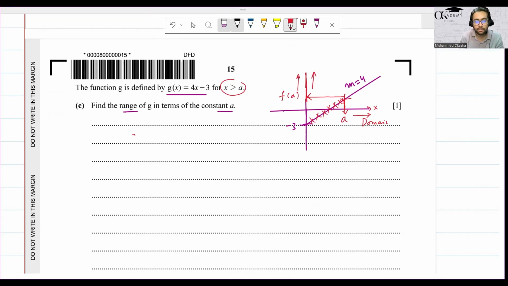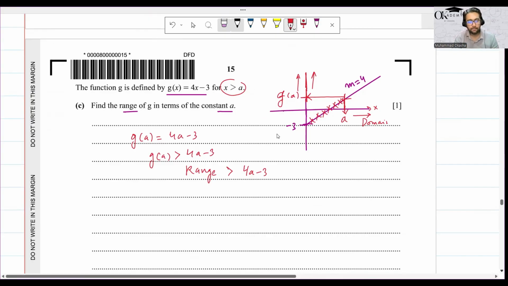In this case, g of a, right? So g of a will be 4a minus 3, and we can say g of a is greater than 4a minus 3, or you can say the range is greater than 4a minus 3, because you'll get 4a minus 3 over here. Okay, that's how we work out the domain and range of a linear function.